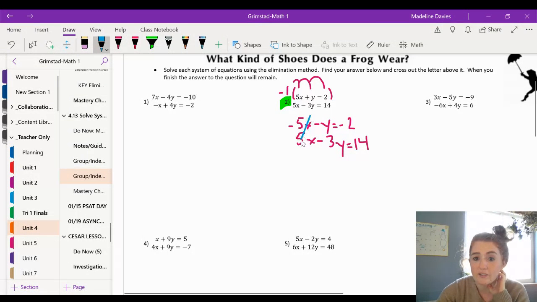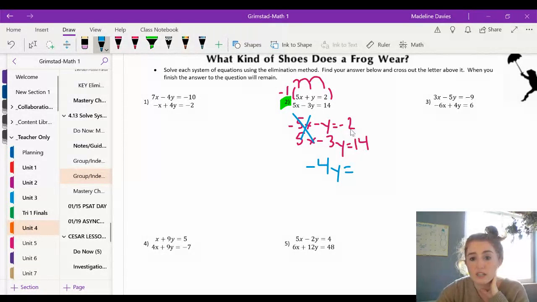My 5x's disappear. -y plus -3y is just -4y equals 14 plus -2 is 12. Divide by -4 on each side. Y equals -3.